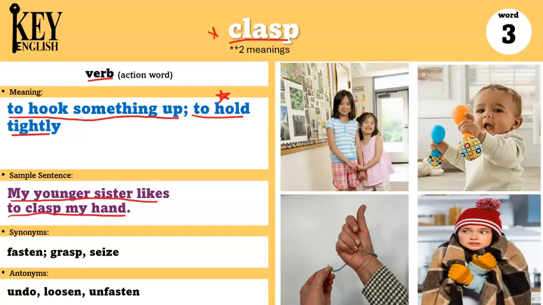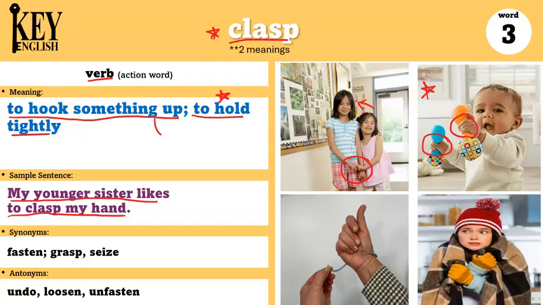So this time clasp is an action word. Here in this picture you can see the little sister is clasping the older sister's hand. She's holding on to her hand tightly. In this picture here, the baby is clasping on to its toys. It's holding on tightly and it's not letting go.